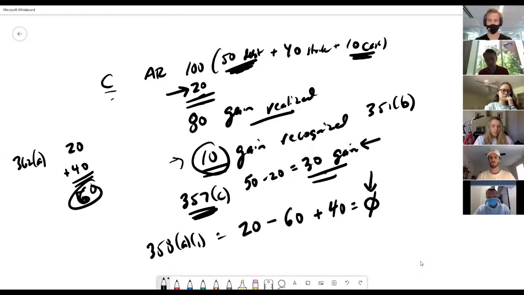I mean, A really, yeah. 351 just for cash doesn't help A, but it's the same result under 351 as it would be under the general tax rules. A has no gain or loss, and A takes a $50,000 basis in the stock. So you don't need 351 to get there. So 351 doesn't help A or hurt A. A is sort of indifferent. But cash is still property for 351 purposes. So A is still a property transferor, and that matters for B and C's purposes.